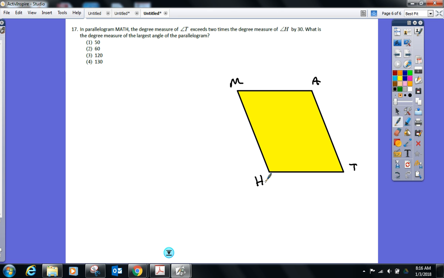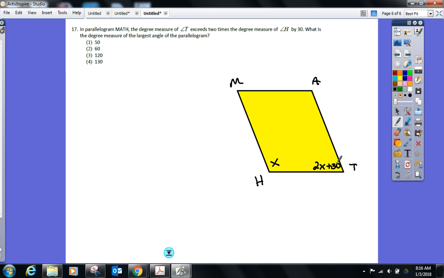The degree measure of T exceeds 2 times the degree measure of H by 30. Okay, I have no idea what H is, so I'm going to call it x. What are you guys putting for angle T then? Exceeds 2 times the degree measure of H by 30. Go ahead, Frank. 2x plus 30, yep. And what are we looking for? What is the degree measure of the largest angle?